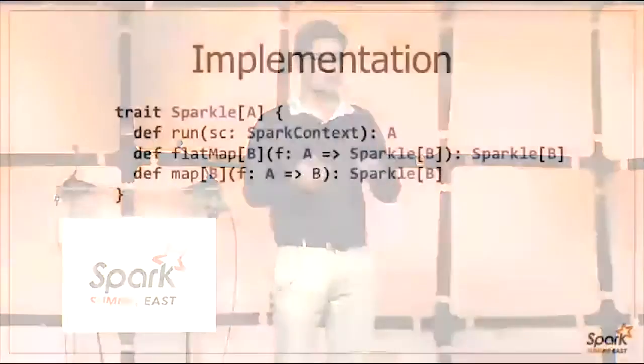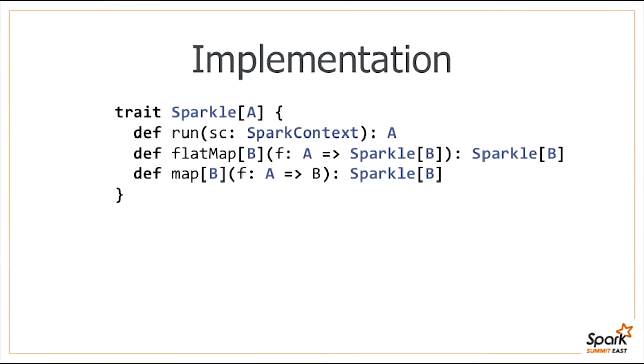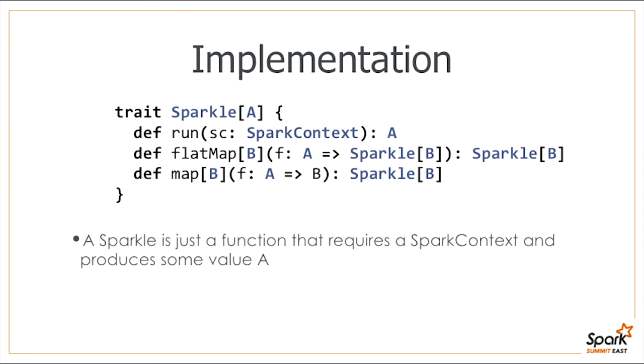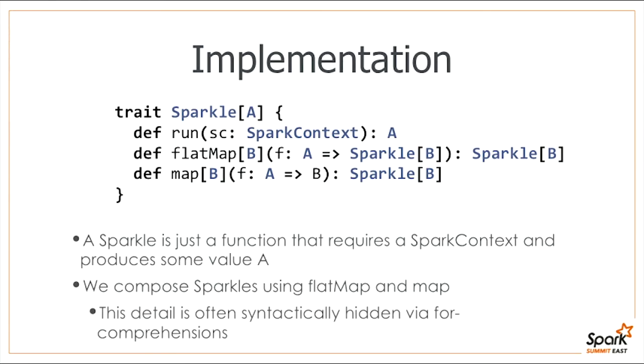So at the end of the day, at its very core, we've added a lot of extra methods, but these are the three core methods that make the Sparkle what it is. The Sparkle has a run method, a flat map, and a map. So it's fairly simple. A Sparkle is just a function that requires a Spark context and produces some value of A. And we compose Sparkles using flat map and map. But this detail is often syntactically hidden via the for comprehensions that we saw earlier.